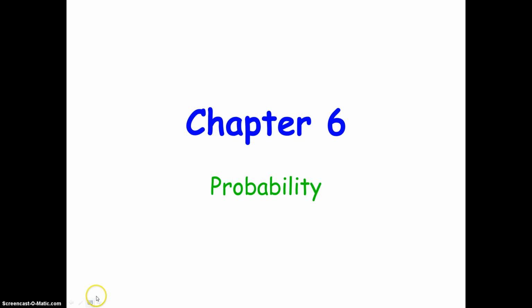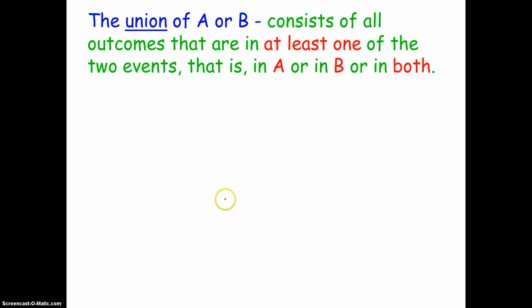So let's get started. Anyways, let's talk about what a union is. The union of A or B, which are essentially just two events or two situations or scenarios for a probability question, consists of all outcomes that are in at least one of the two events, that is, in event A or B or both.